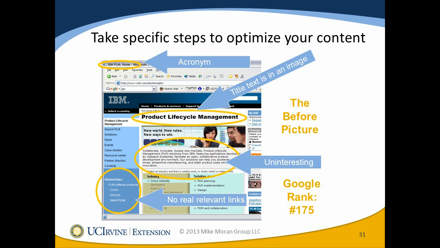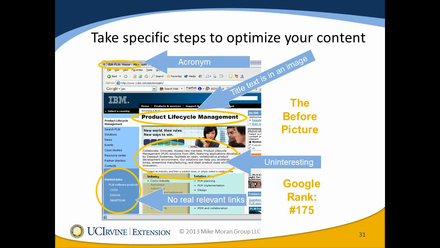So what are the kinds of things that you can do? So here's an example of something that we did when I was at IBM, where there was this product lifecycle management page that we looked at before. So there were a bunch of problems with this. If you look at the title, all it had in it was the acronym. It had IBM PLM. It did not even have the words product lifecycle management spelled out.